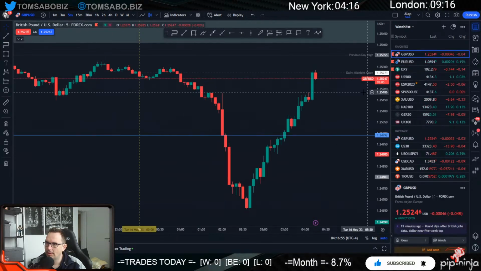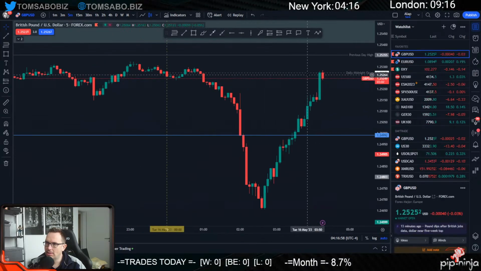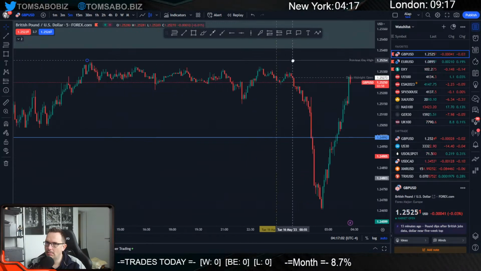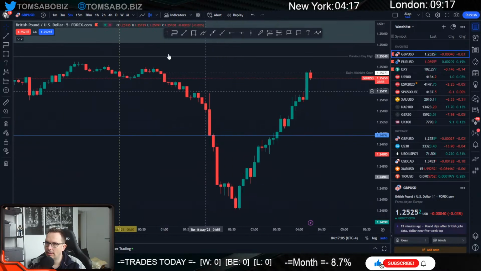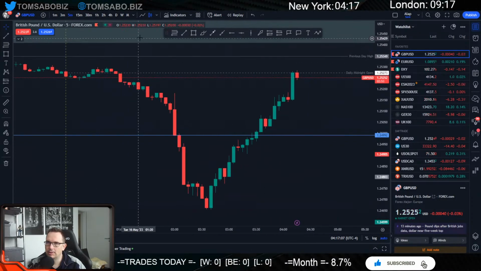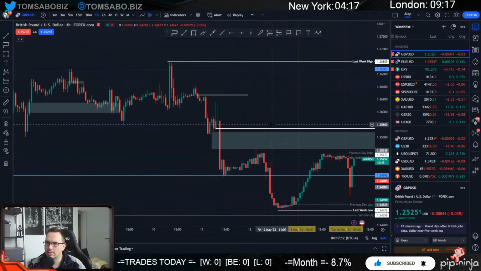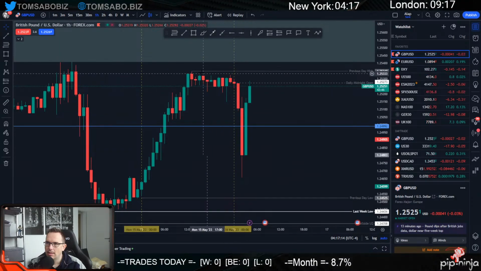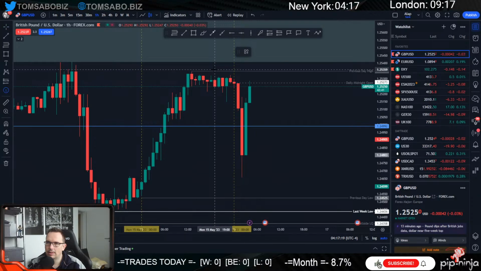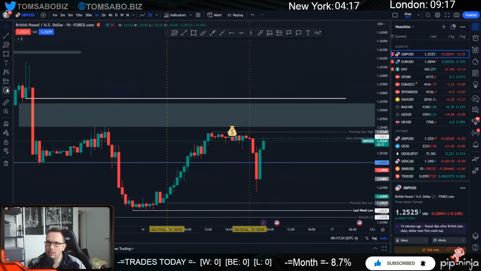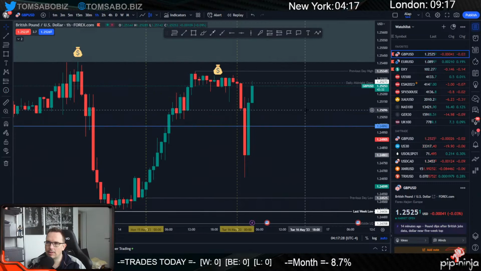So the pound. Pound tries to take maybe previous day high. Interesting. Let's look at the big picture. Look at this. This is where the money is. Ladies and gentlemen, lots of money there. And even more money right there. That's where the money is sitting.